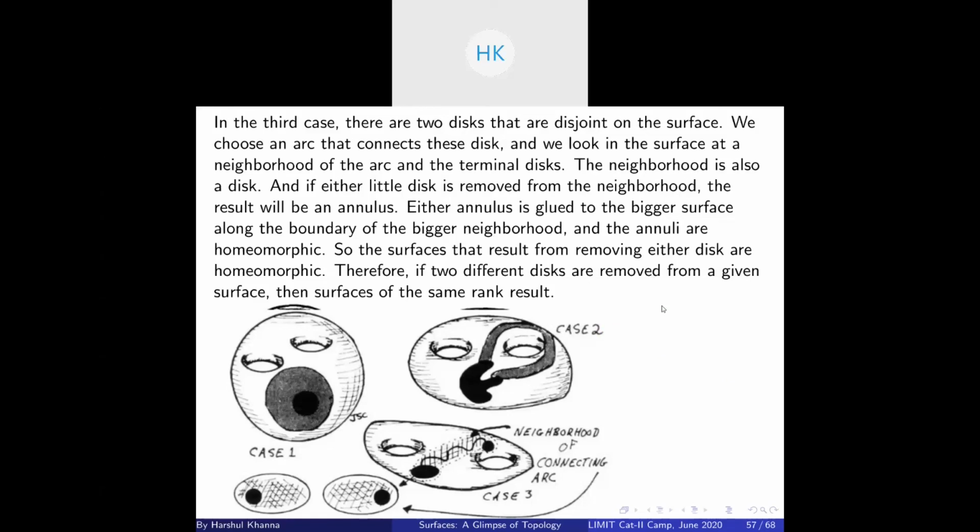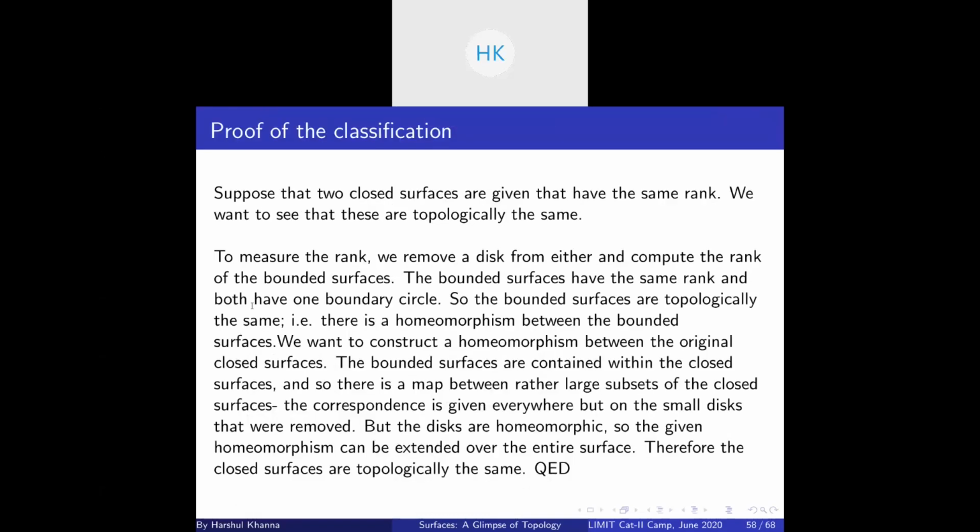Okay, cool. So I'll just read this proof once again. Suppose you are given two closed surfaces that have the same rank. We want to see that these are topologically the same. To measure the rank, we remove a disk from either and compute the rank of the bounded surfaces. The bounded surfaces have the same rank and both have one boundary circle. So the bounded surfaces are topologically the same, which we proved earlier in classifying orientable surfaces with boundary. That is, there is a homeomorphism between the bounded surfaces.